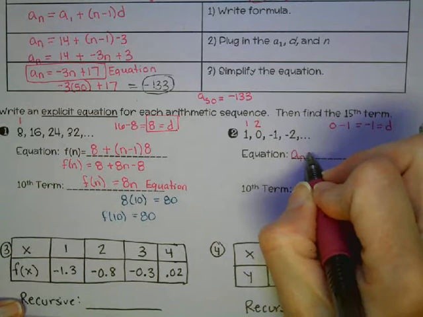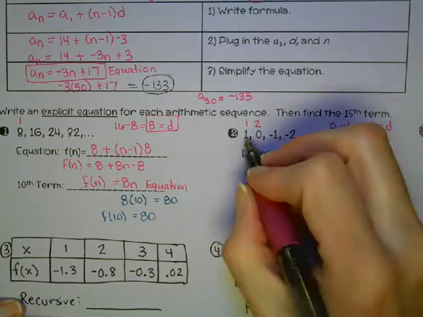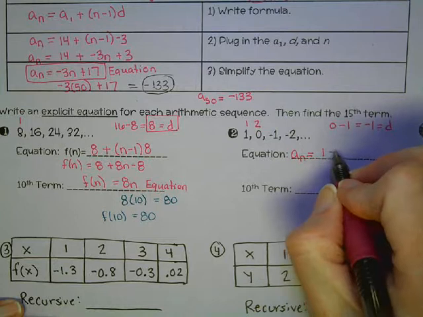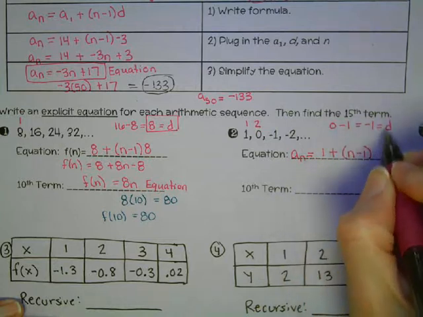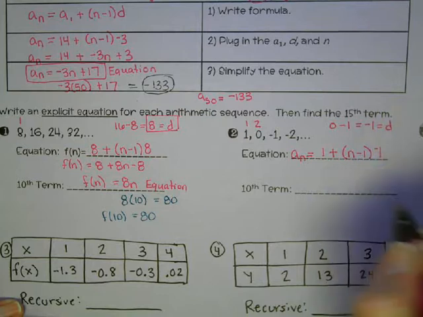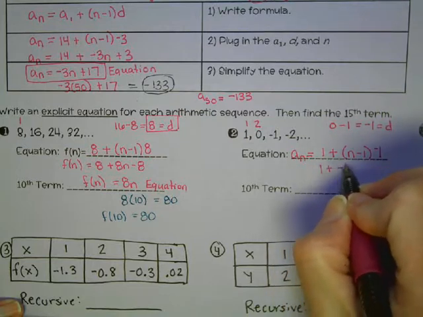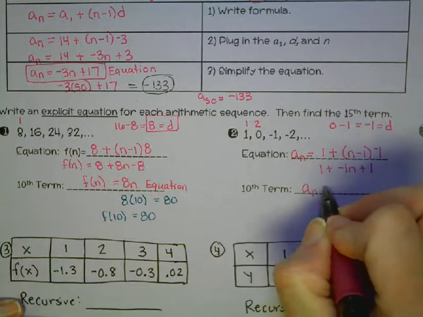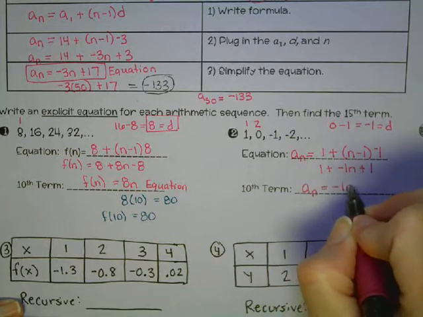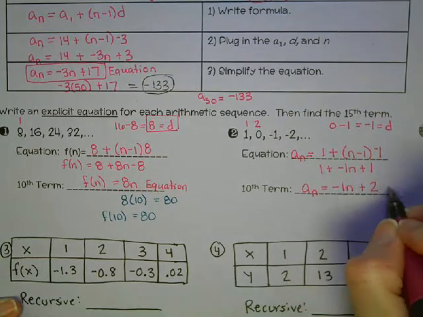we start with A1, so our A1 was 1, plus, parentheses, n minus 1, and then d. Our difference was negative 1. We distribute, so you get negative 1n plus 1. So my equation would be negative 1n plus 2, because 1 plus 1 is 2. So this is the equation I would look for.